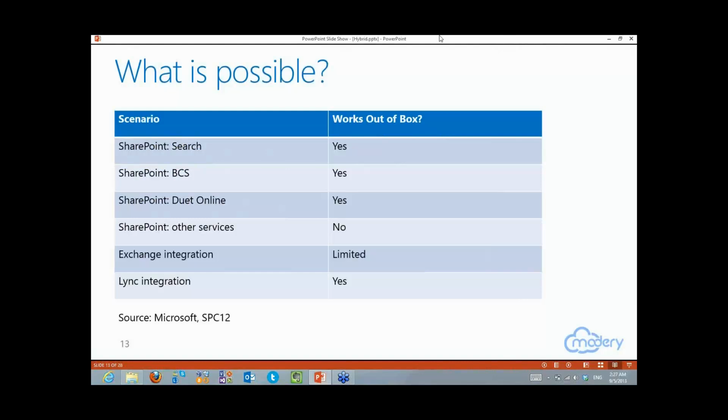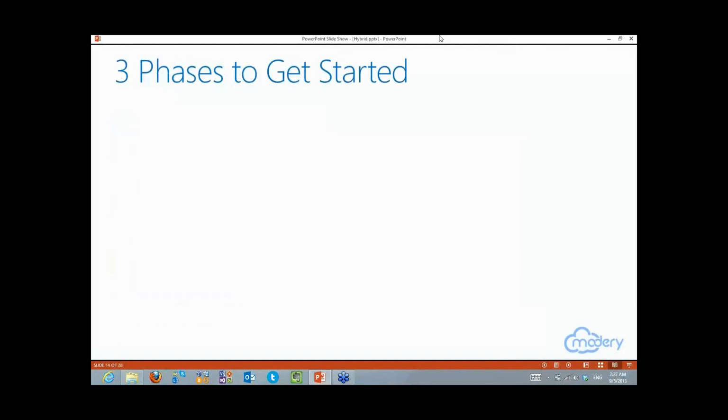Any other services, as you see, it is partially possible for Exchange. It is possible for Lync, so basically that means that presence information is shared, but for any other SharePoint services, it doesn't work out of the box. So the main focus generally for setting up the hybrid, if you want to really connect it, would be search, BCS, and Duet Online.